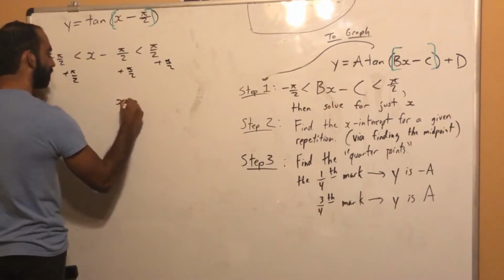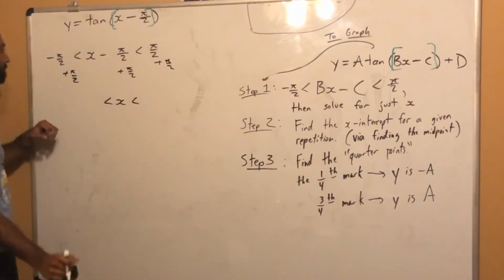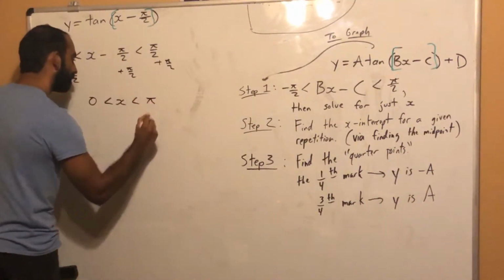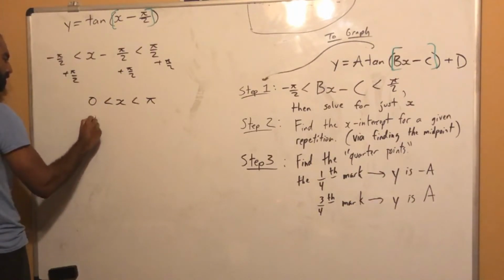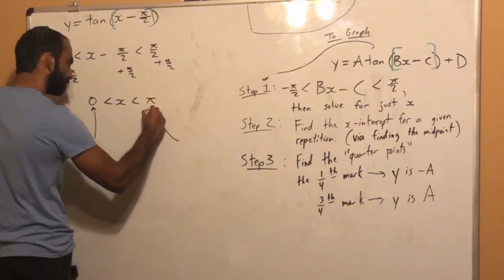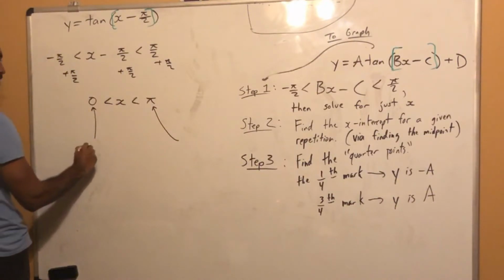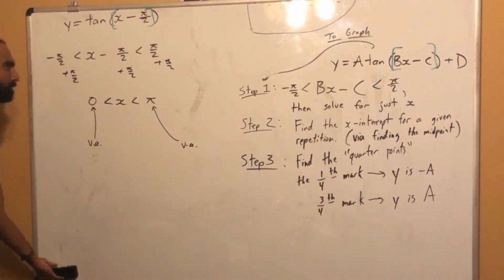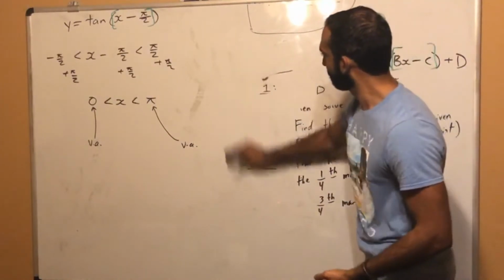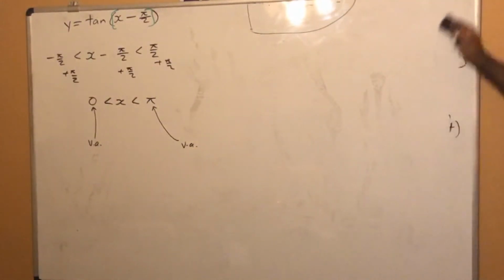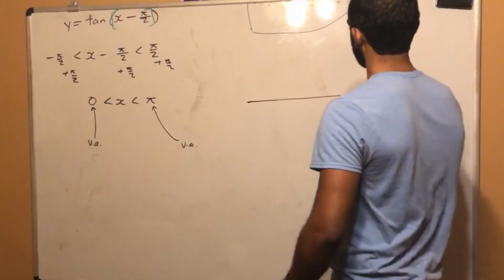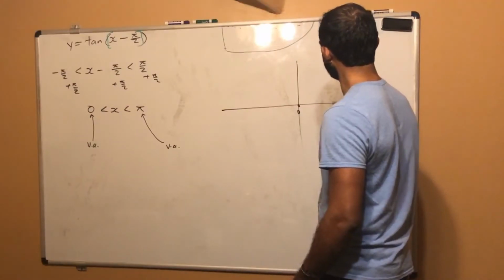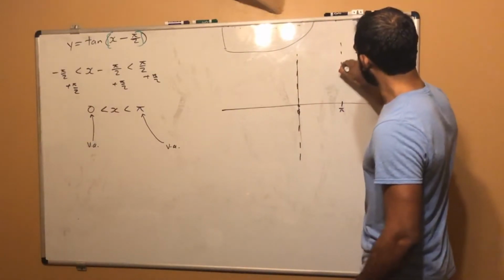And that gives us a nice inequality of x being sandwiched between what 2 values? 0 and pi? Yes, 0 and pi. In other words, I know that one repetition is going to have what graphical quantities at 0 and pi? Vertical asymptotes. Yeah. Vertical asymptote there, and a vertical asymptote there. So, let's go ahead and graph those. There's my 0. There's my pi. There's my asymptote.